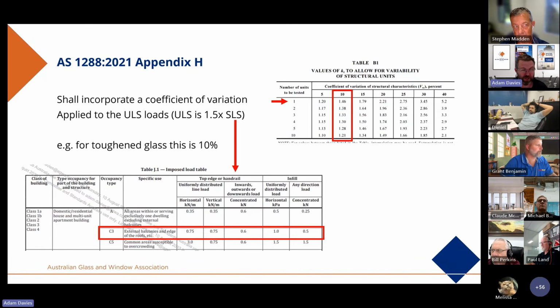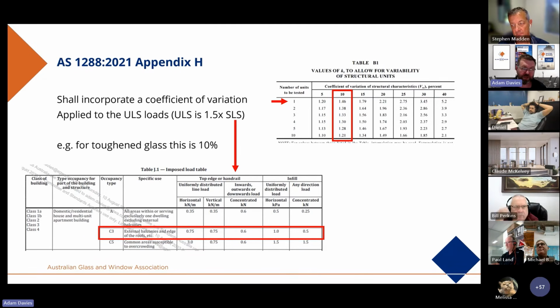There is some variance within the strength of the system, so that is incorporated by increasing the load during this Appendix H test to account for any possible variation. Now, if you didn't want to apply the 1.46 to your sample, because that is quite a significant load, you can increase the number of samples. If you look at the bottom of that chart, if we increase that to 10 samples within the Appendix H test and we did 10 separate instances, we could drop the KT factor down to 1.21.